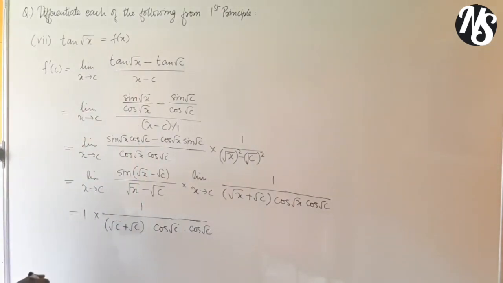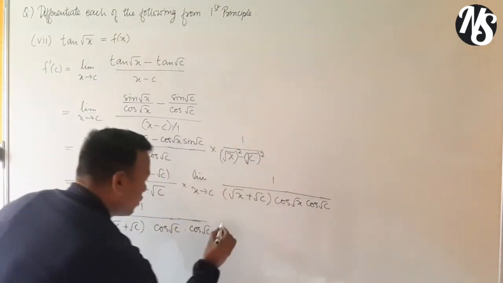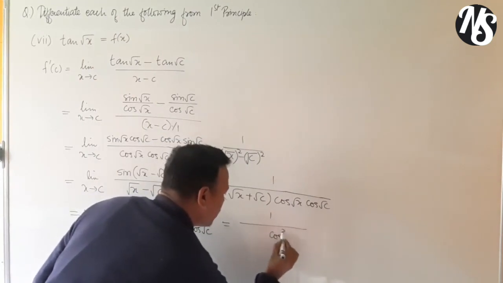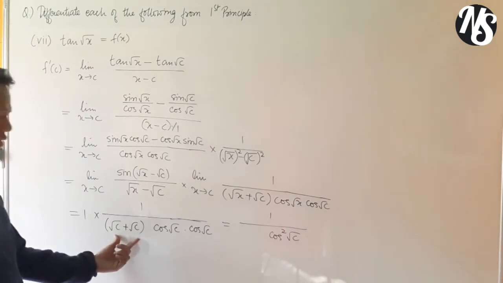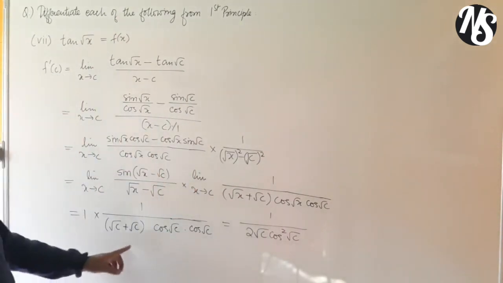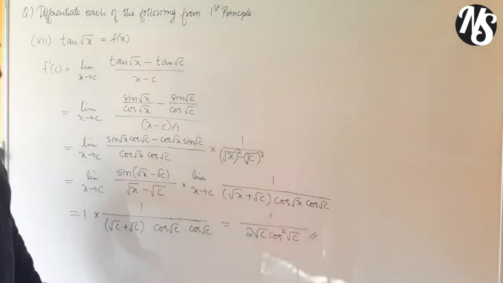Now simplify this and see. This is cos square root c. Yes. So we have 1 by cos square root c. Now this is how much? This is 2 root c. So that's why your answer for this particular question turns out to be this much. Pause the video and note it down.